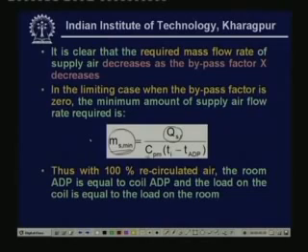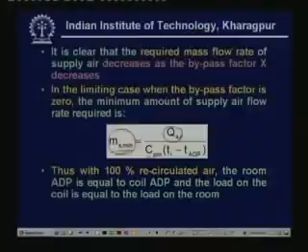Okay. Thus, with 100% recirculated air, the room ADP is equal to the coil ADP and the load on the coil is equal to the load on the room. So, this is what we have to keep in mind. Normally, this simple system with 100% recirculated air is not practical. That means, we always have to have some amount of outdoor air because ventilation is required. But this is taken first because it is simple and the rest of the systems can be developed from this system.